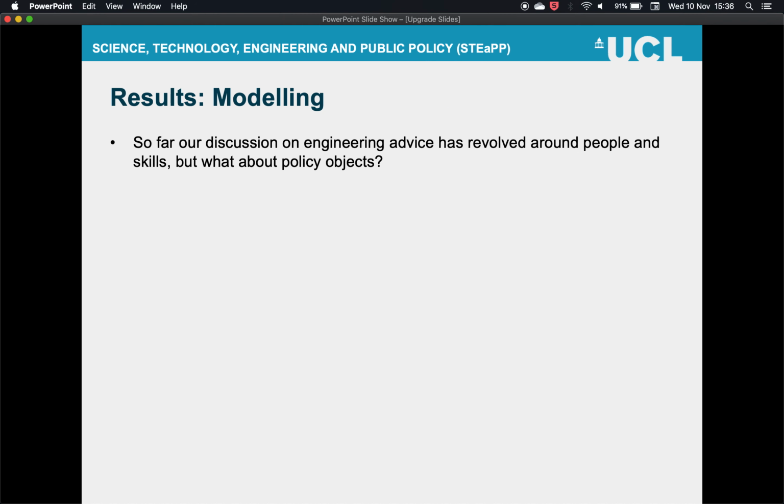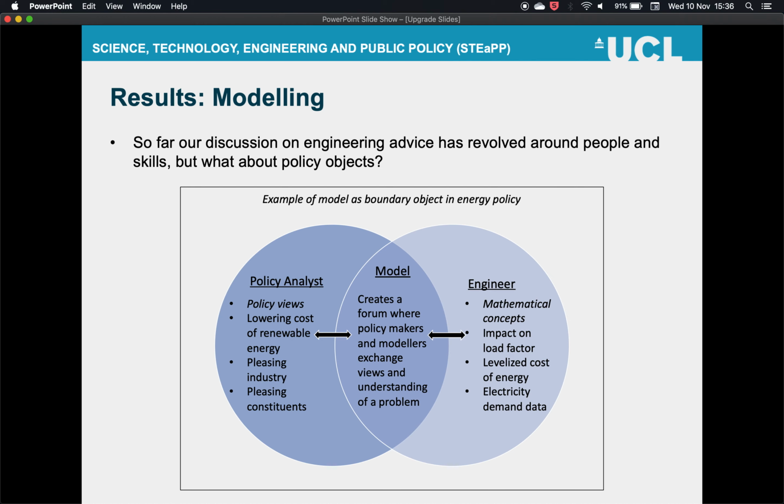So finally, models. Why do models deserve their own slide? Well, so far our discussion has focused on engineering advice, mainly people and skills, but there are also policy objects, right? And the science advice and expertise in policy debates have not traditionally focused on policy objects very much. What's very interesting, especially if you look at models, is that they encapsulate engineering advice and how it works at the engineering-policy interface very well.